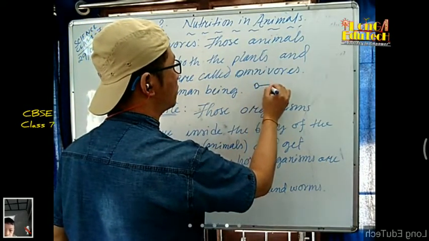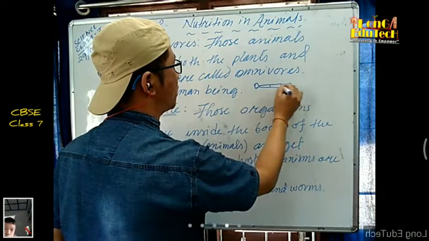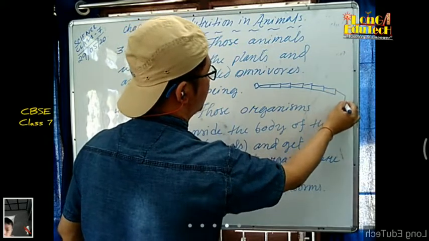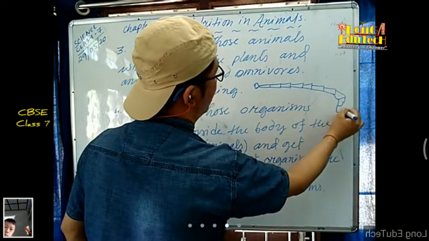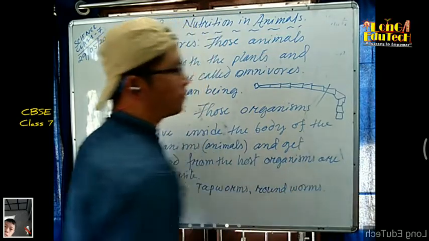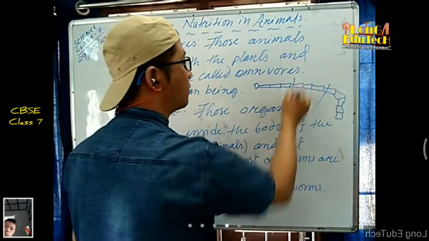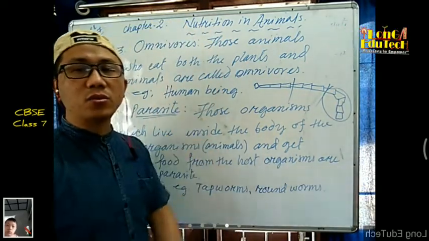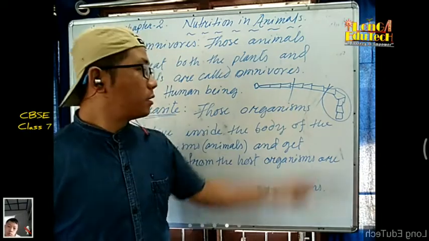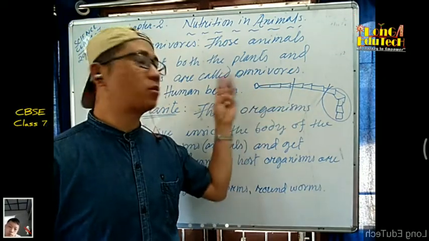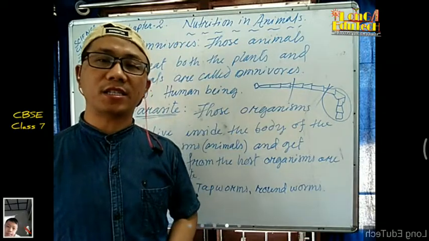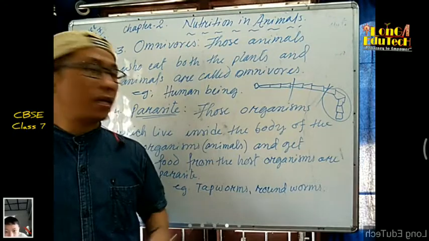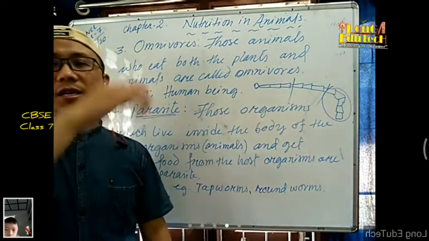Their body is just like this, with small sections, like this. And what happens to this tapeworm? If it is cut here, or even here, this portion will become a new tapeworm, this portion will become a new tapeworm, and this also will become a new tapeworm. That capacity is there for this tapeworm. That's why they will not die even if we cut them.